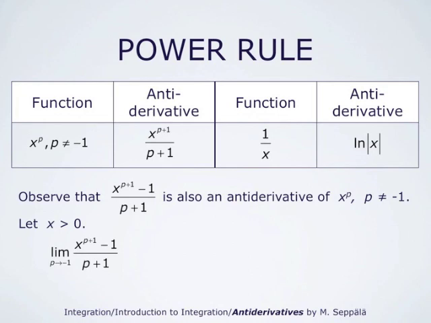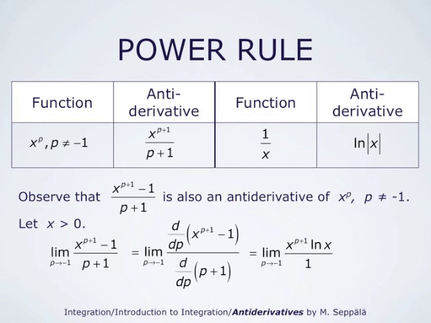We conclude that we may use L'Hopital's formula to compute this limit. And by L'Hopital, we observe that this limit is the same as the limit as p approaches negative 1 of the derivative d/dp of the quantity x to the power p plus 1 minus 1 divided by the derivative d/dp of p plus 1. The derivative d/dp of p plus 1 is just 1, and the derivative of x to the power p plus 1 minus 1 with respect to p is x to the power p plus 1 times log of x. So we conclude that the limit as p approaches negative 1 of x to the power p plus 1 minus 1, divided by p plus 1, is the same as the limit as p approaches negative 1 of x to the power p plus 1 times log of x.